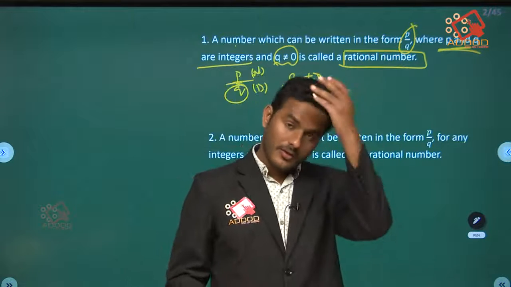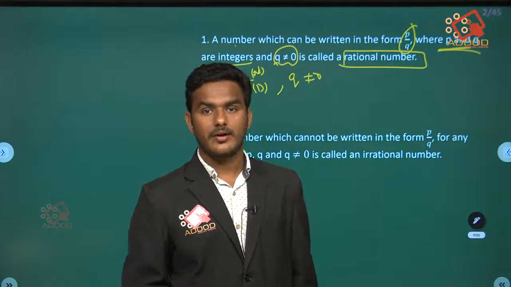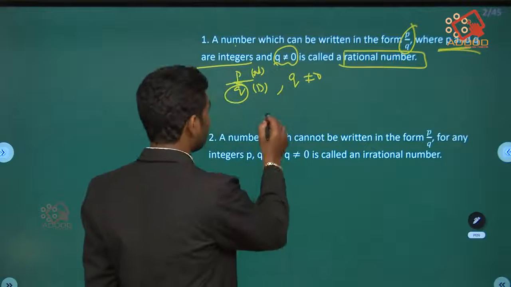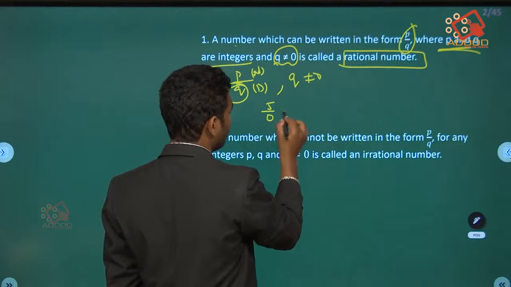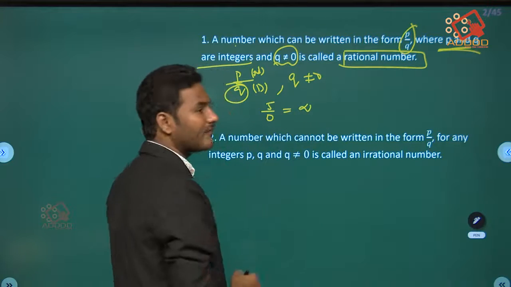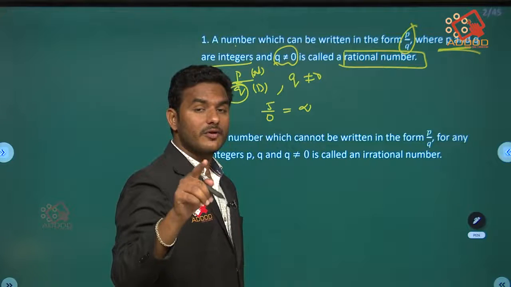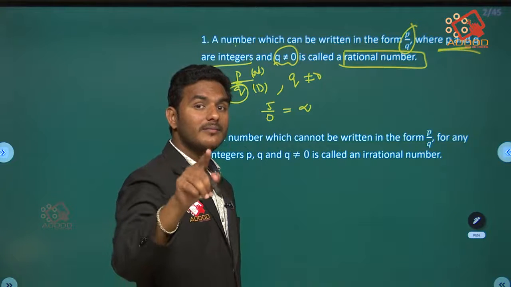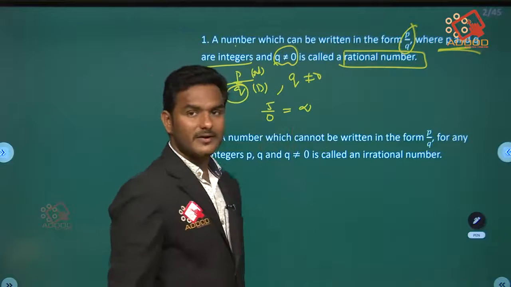Why? Because if the denominator is equal to 0, then we can't define it, so we can't say the value. For example, 5 by 0: the denominator is 0, so simply we can take it as infinity. Why? Because we can't define it. So for any fraction, the denominator must not be equal to 0. If it is equal to 0, then we can't define the value.